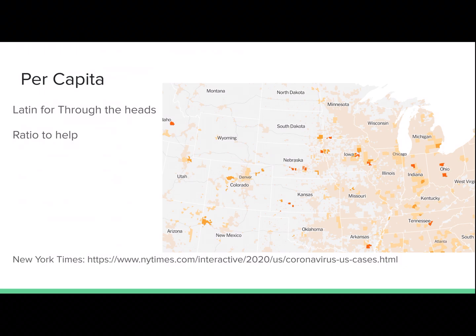And that's where we get the word per capita. It's a term that a lot of public health officials are going to be using. It's literally Latin. It means through the heads. Caput, singular, head, capita, plural, heads. And it's a ratio to help us understand.